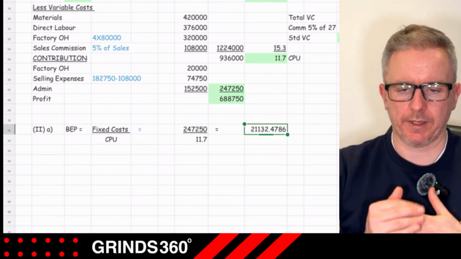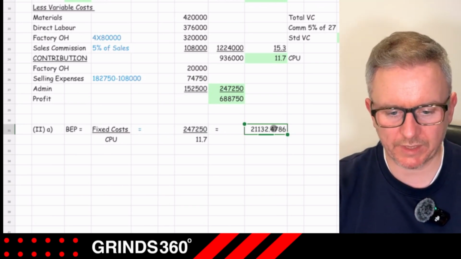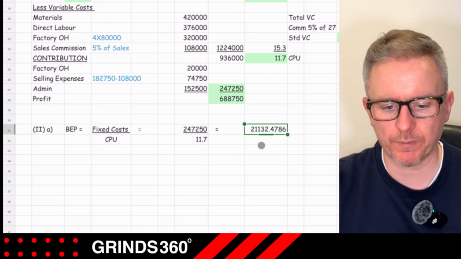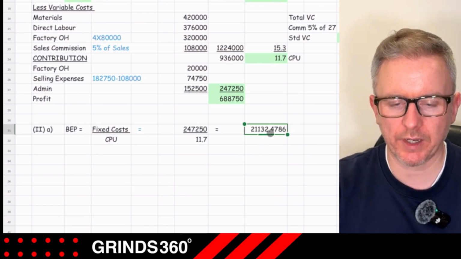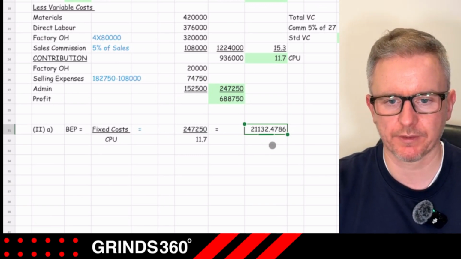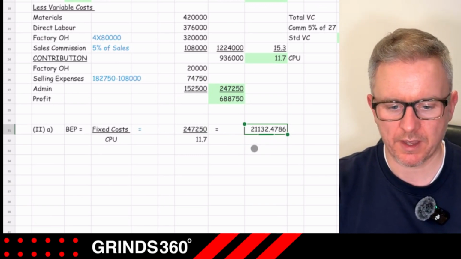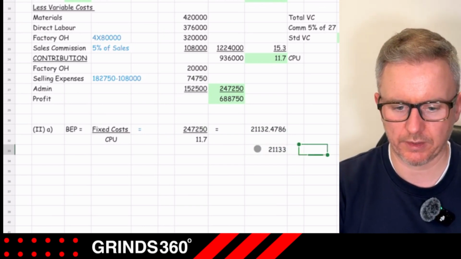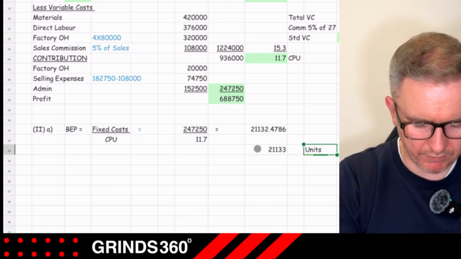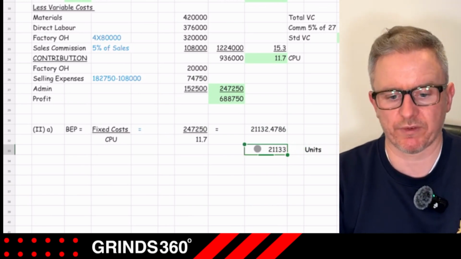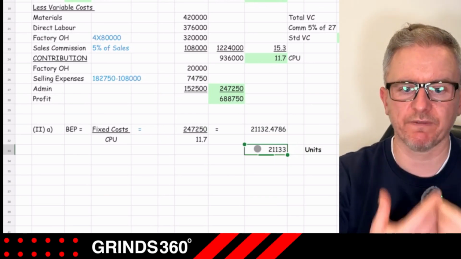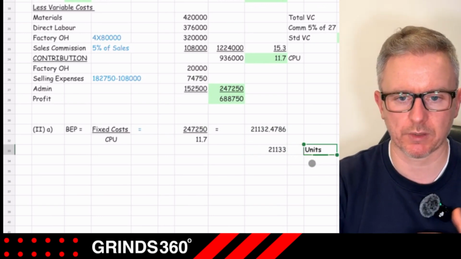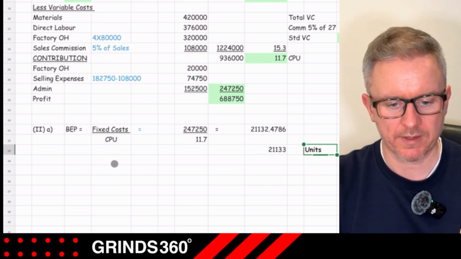In maths, obviously, we would say you don't round up, you leave it as 21132, all right? But when it comes to marginal costing, I need to produce that 0.47 of a unit, or I won't have covered the costs. So I always round up: 21133 units, okay? I can't produce 0.4786 of a unit, so I need to produce the full unit in order to cover the costs. So 21133 units. Make sure you have the word units, or you'll lose a mark every single time that's not there. So we need to be careful on that.